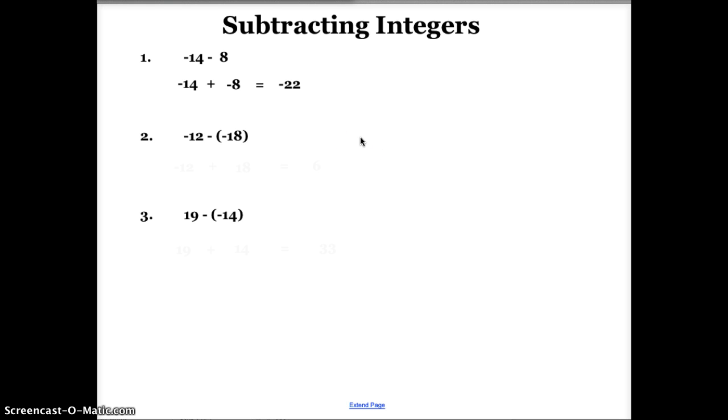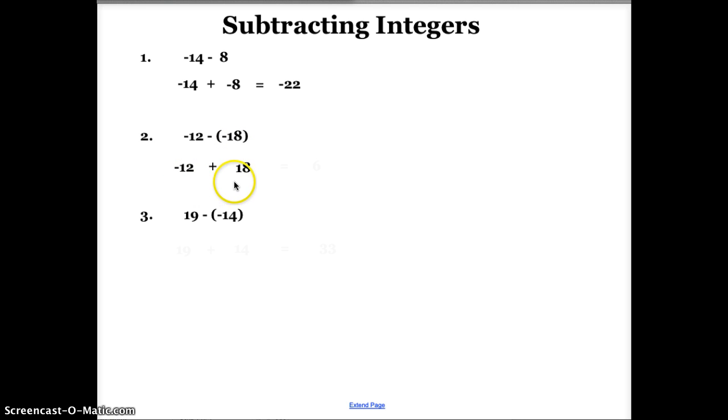Let's look at number 2. It's -12 minus -18. Since subtracting a number means the same thing as adding the opposite, let's change this problem to addition. And I'm going to do that by copy, change, or adding the opposite. The -12 stays the same. Subtraction changes to addition. The -18 changes to +18.